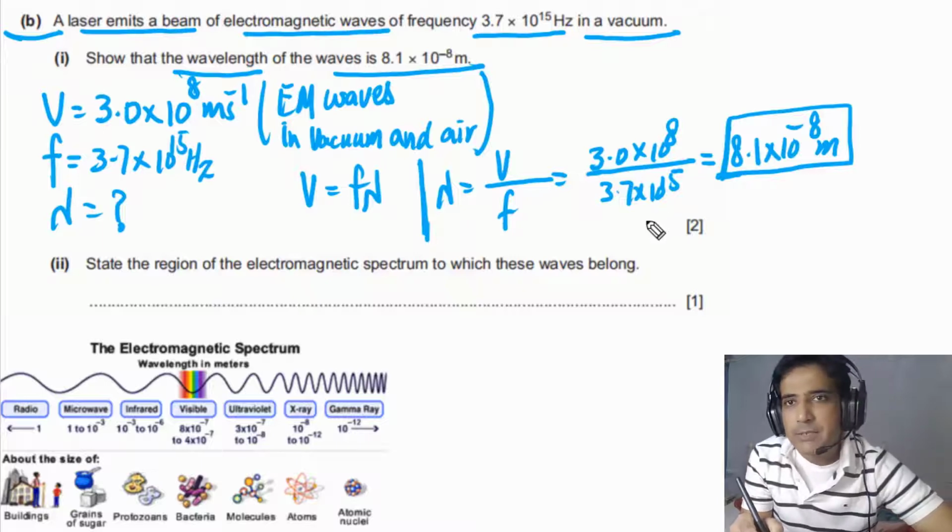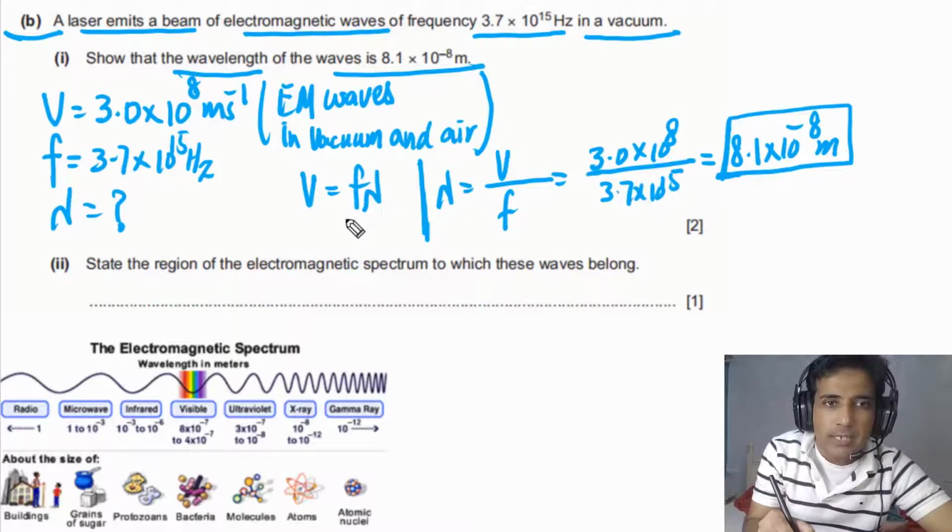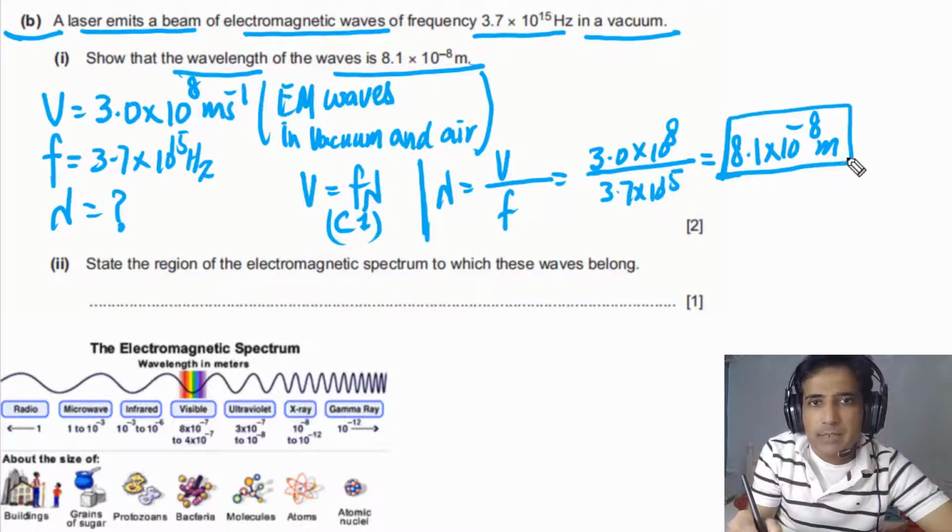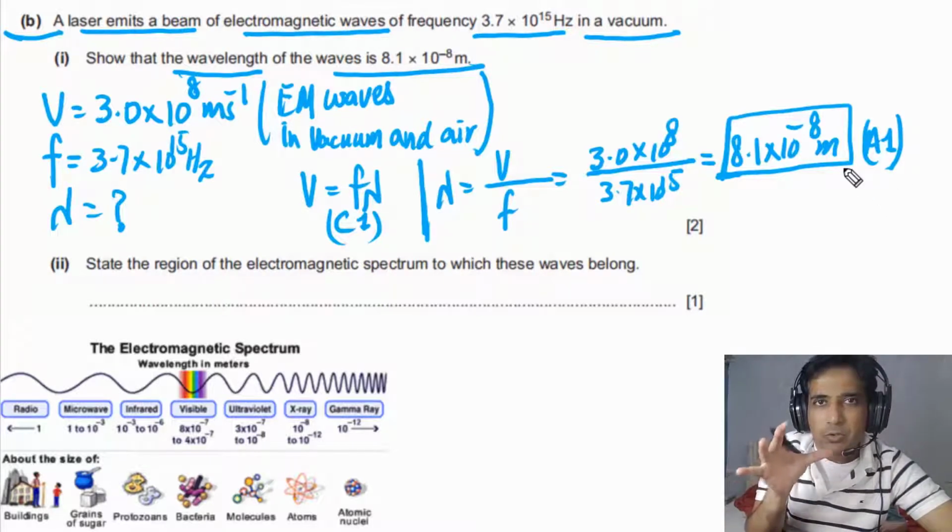This question has 2 marks. The first mark you will get if you have used this formula, and the second mark is the answer mark, if you have got the correct value of wavelength. So this is how marks will be awarded for this question.